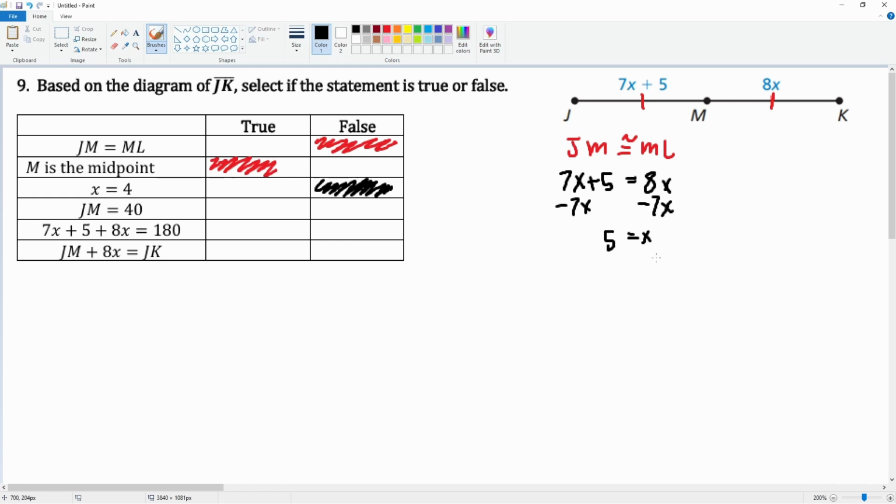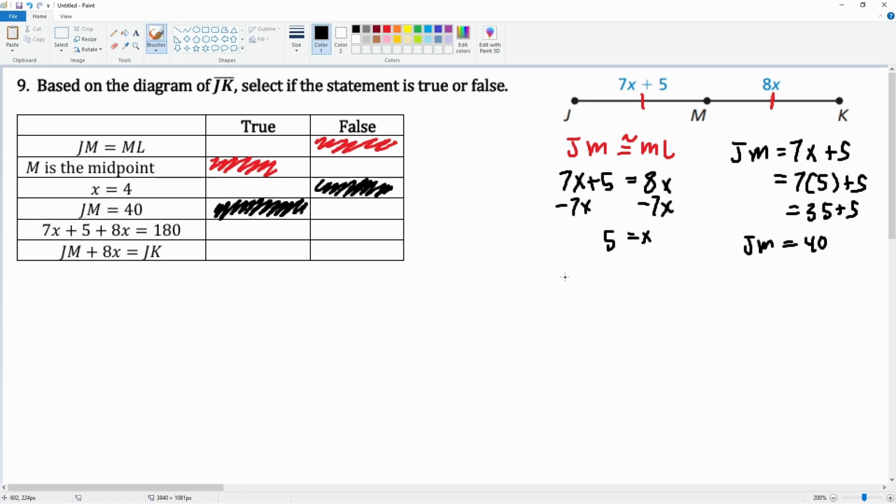Is JM equal to 40? Well, let's figure out what JM is. JM is equal to 7x plus 5. So plug in 5 for x. So this is 35 plus 5. This equals 40 for JM. So that is true.